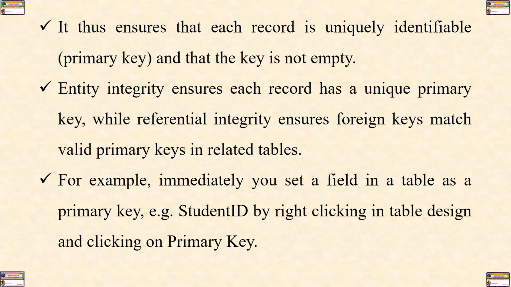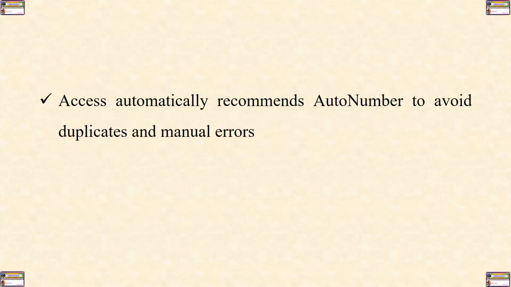Once you have done that, if there's student ID in another table, that other field should also be a key. So in one table, it will be called primary key. In the other one, it will be a foreign key. So Access automatically recommends auto number to avoid duplicates and manual errors.